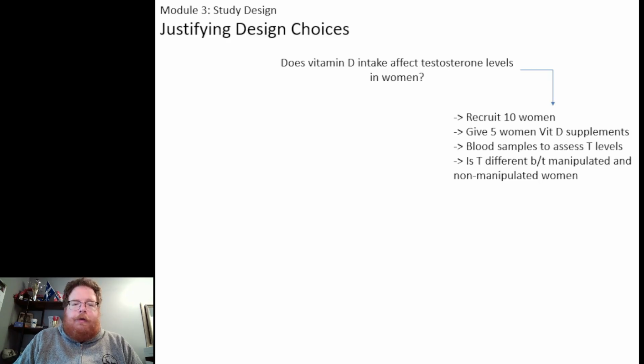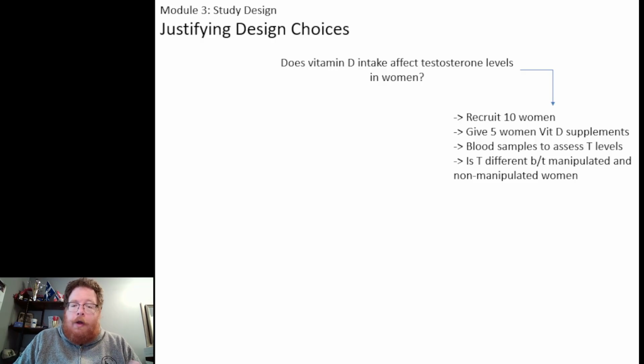So let me talk about this again in concrete terms, going back to my experimental study that I designed for this question about vitamin D intake and testosterone in women. So we had this study where, again, we were going to recruit 10 women. We're going to give half of them vitamin D supplements. We're going to measure blood samples to assess testosterone levels and see if there's a difference between our treatment and control groups. And we said there was no ambiguity in that study design, but we do have a lot of choices that we have to make, and we have to justify those choices. So what am I talking about?